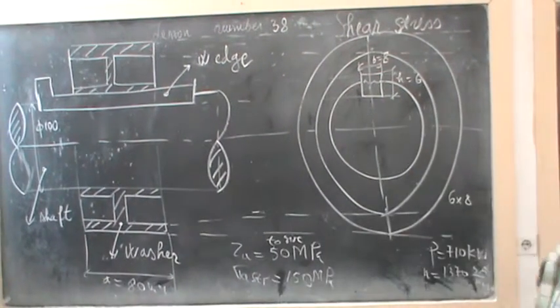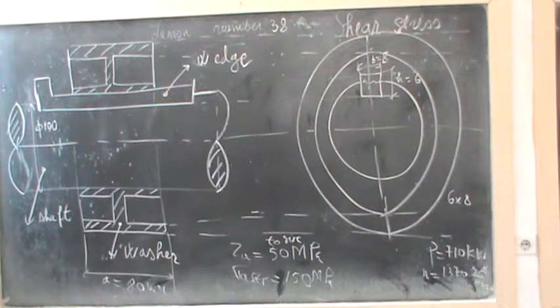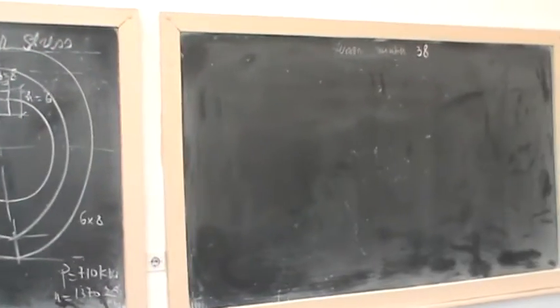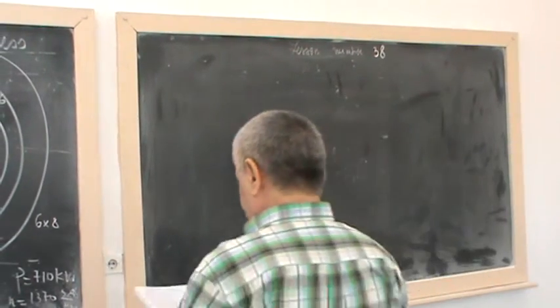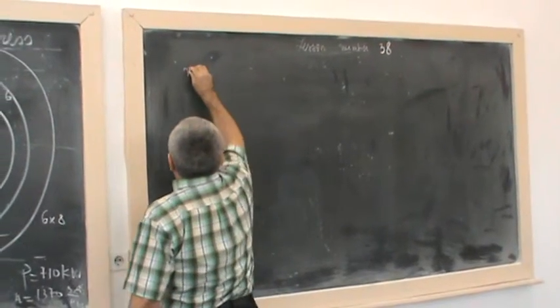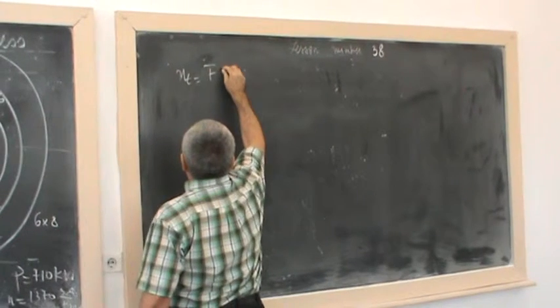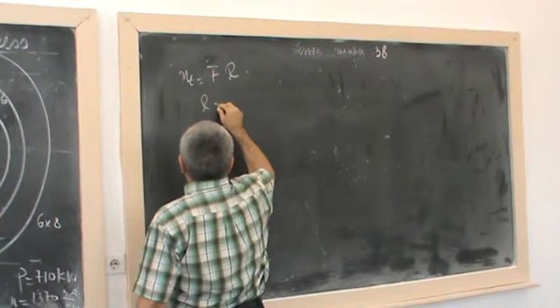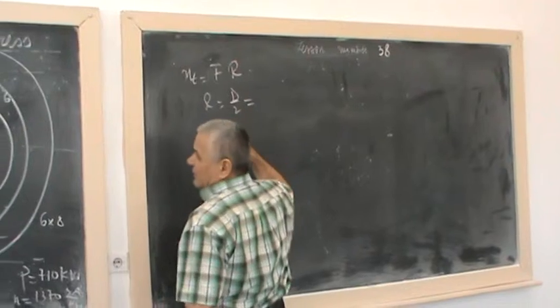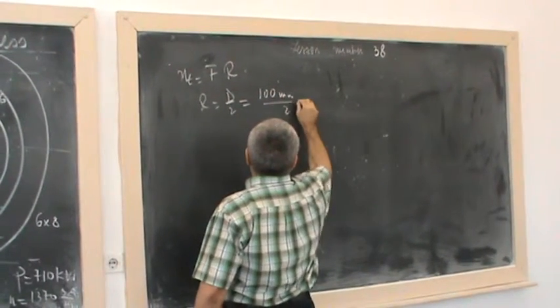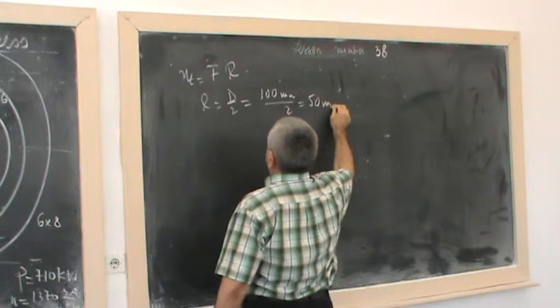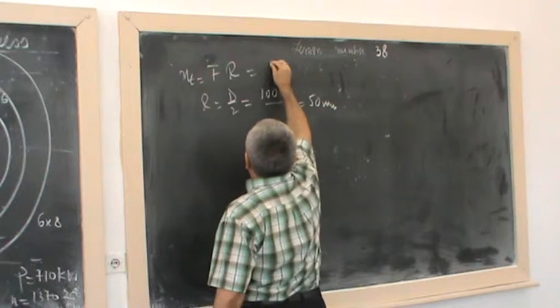Torsion moment equals. Torsion moment M equals F multiplied by R. F equals D divided by 2, which equals 100 mm divided by 2, equals 50 mm.